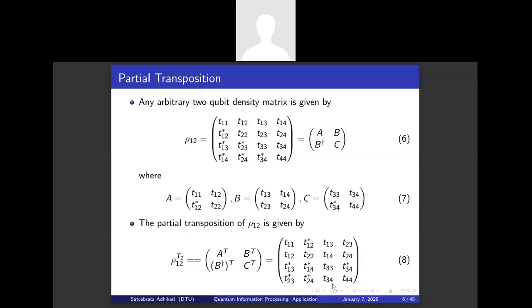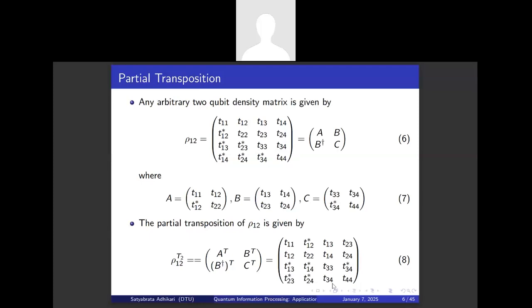Okay, so that means qubit-qubit system. In these two systems, the positive partial transposition criterion is the necessary and sufficient condition. But in the higher dimensional case, it is only necessary but not sufficient.